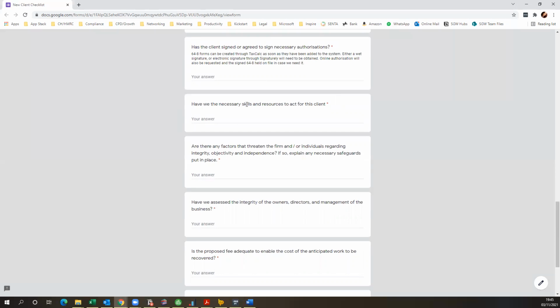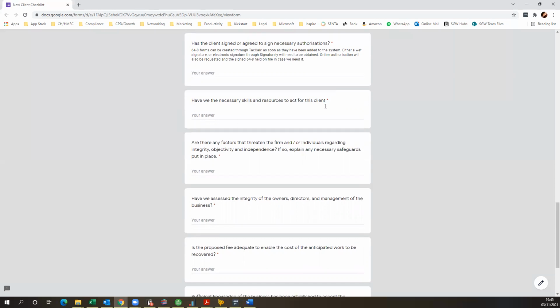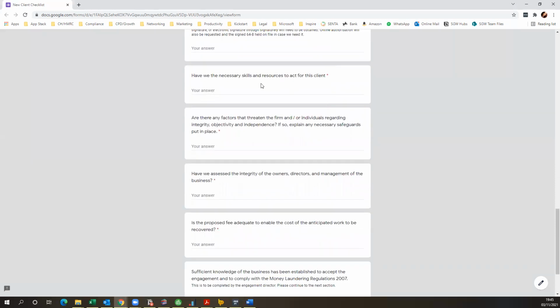Have we the necessary skills and resources to act for this client? Chances are, if we've gone through the process of quoting for them and we've got this far in the process, we probably have, but it's just to make sure that the client isn't needing the world and we've only got half a world. Are there any factors that threaten the firm and or individuals regarding integrity, objectivity and independence? If so, explain the necessary safeguards put in place.